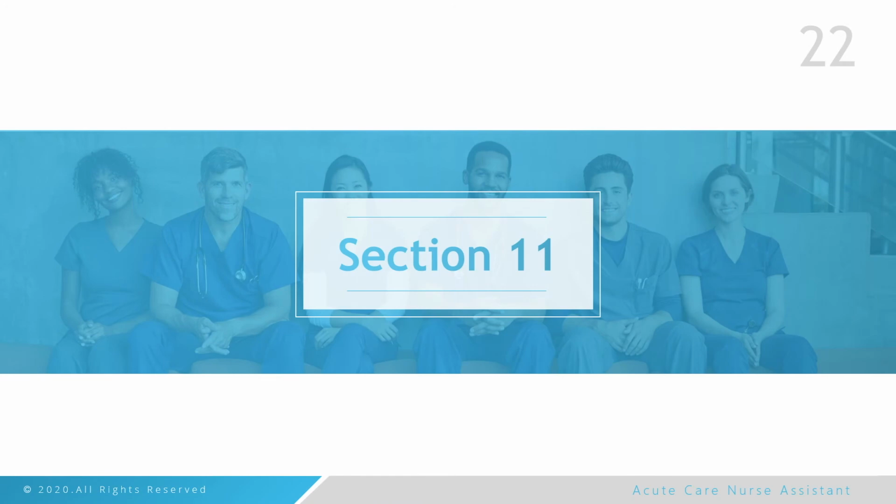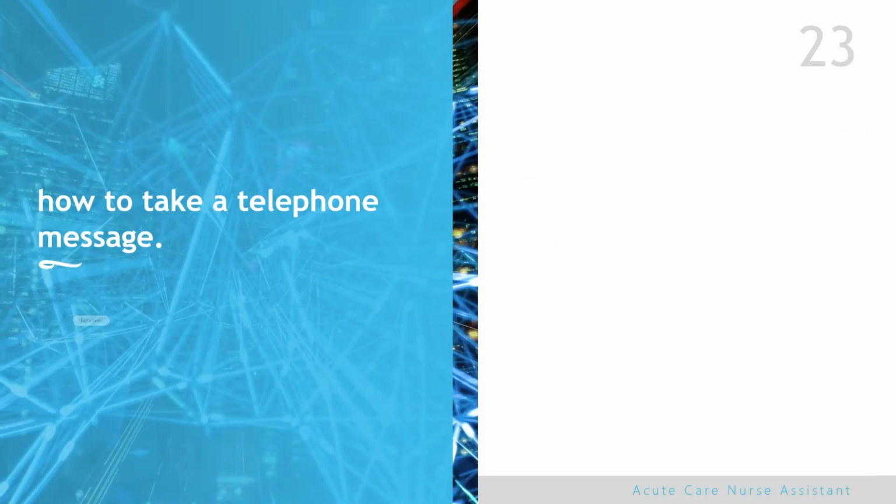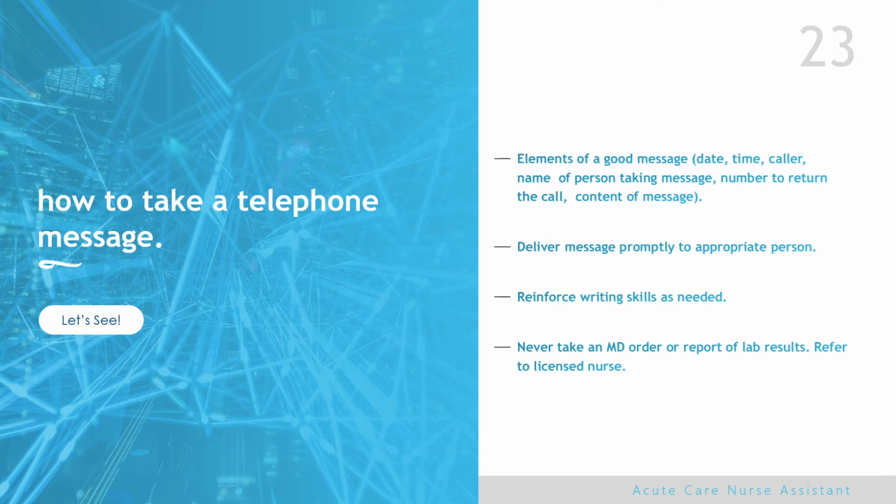Section 11. How to take a telephone message. Elements of a good message: date, time, caller, name of person taking message, number to return the call, content of message. Deliver message promptly to the appropriate person. Reinforce writing skills as needed. And never take an MD order or report of lab results. Refer to a licensed nurse.